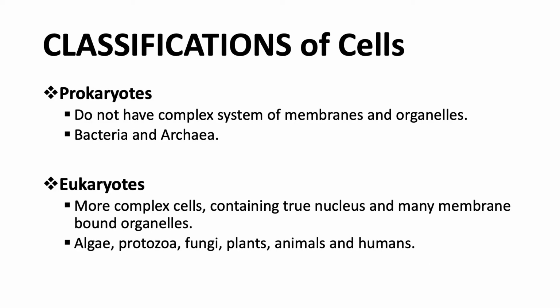Cells are classified into prokaryotes and eukaryotes. Prokaryotes are simpler cells. They do not have a complex system of membranes and organelles. Under the prokaryotes are bacteria and archaea. Eukaryotes, on the other hand, are more complex cells. They contain a true nucleus and many membrane-bound organelles. Under the eukaryotic cells are algae, protozoa, fungi, plants, animals, and humans.